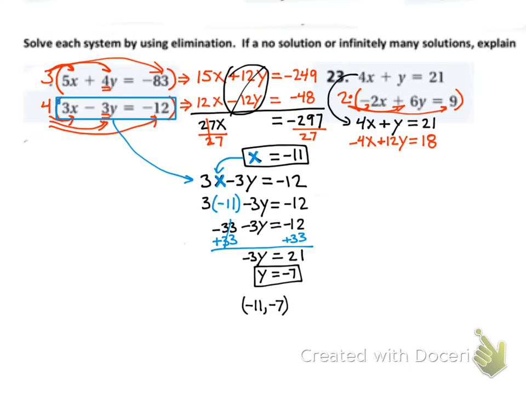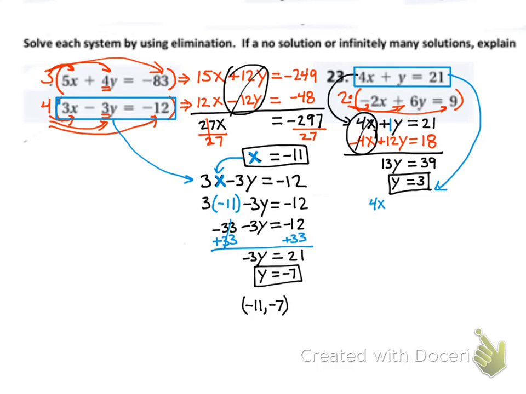Notice that I have my x's, y's, equals, and constants lined up. And what I wanted to accomplish was I wanted the x's to cancel out. 4 and negative 4 is 0. Now for the y's, 1y plus 12y is 13y, and 21 plus 18 is 39. Divide both sides by 13, I get y is equal to 3.